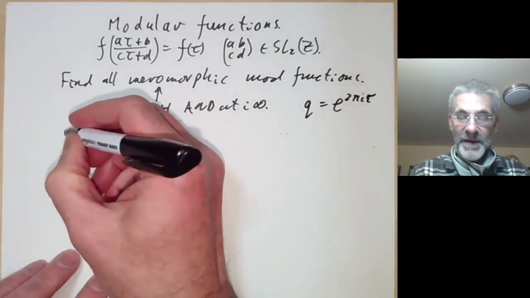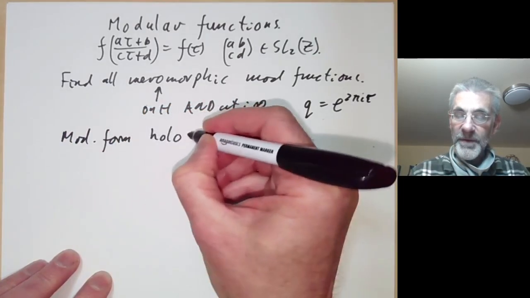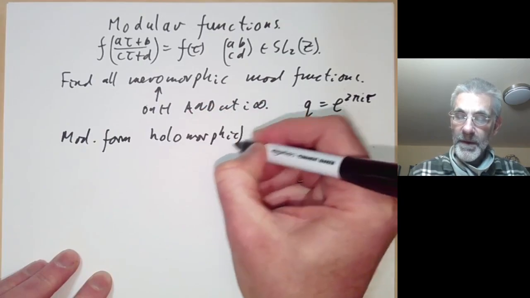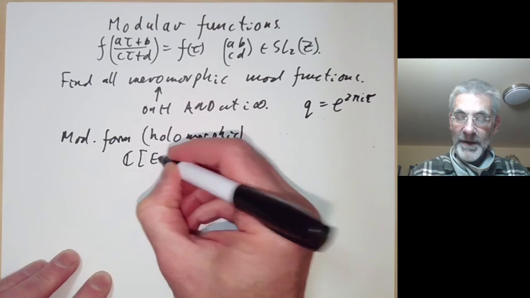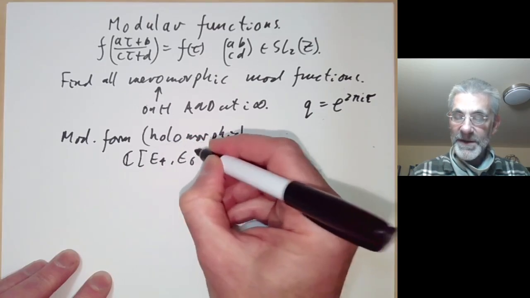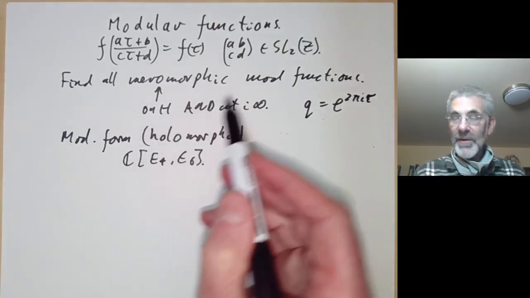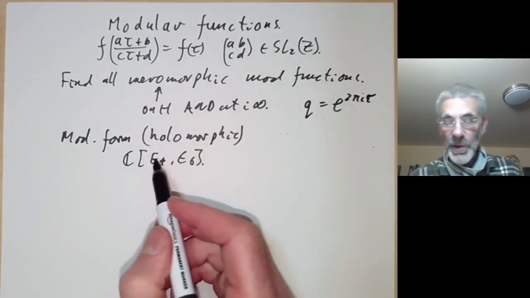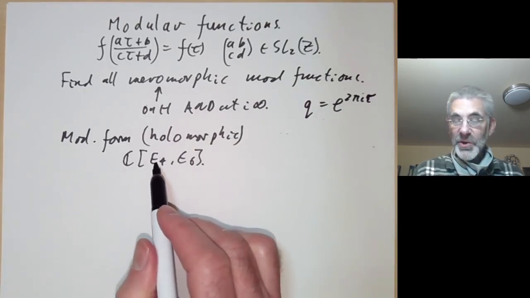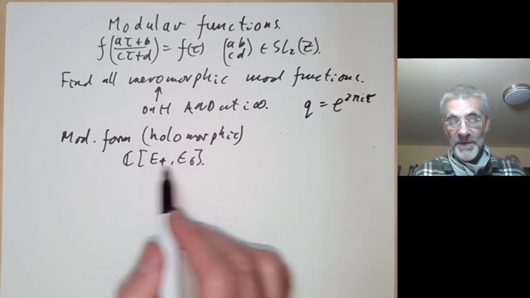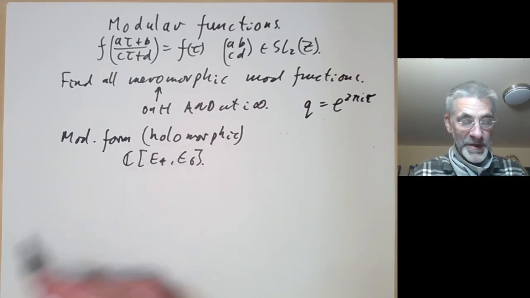Last lecture we classified the modular forms that were holomorphic on H and at i infinity, and we saw they were all polynomials in the Eisenstein series E4 and E6, which are weight 4 and weight 6. Now you can get a modular function by taking a quotient of two modular forms of the same weight. So we want to find two linearly independent modular forms of the same weight, because if they're multiples of each other, then the quotient is just a constant.